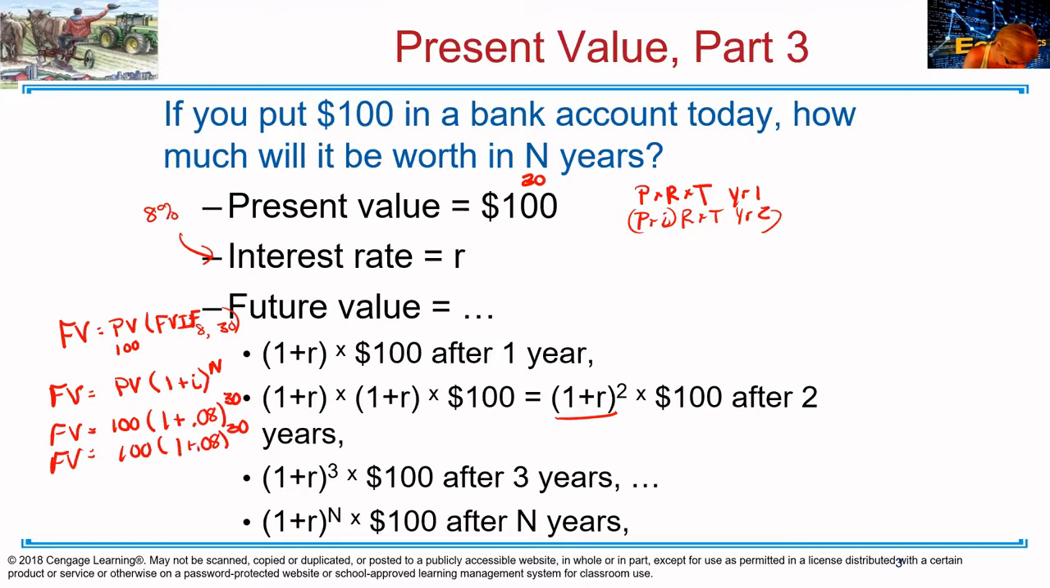I'll get my handy dandy calculator here, 1.08 to the 30th. So our factor is 10.062 times 100. Go ahead and multiply that out, and we end up with about 1,006. And that would be our future value.